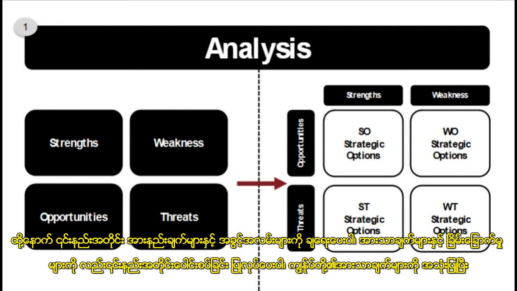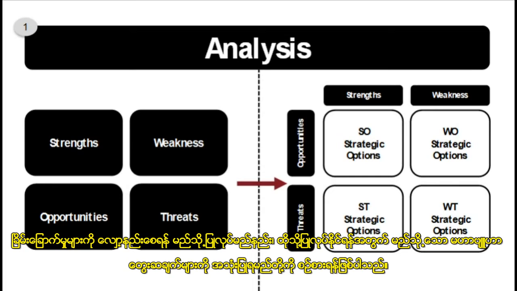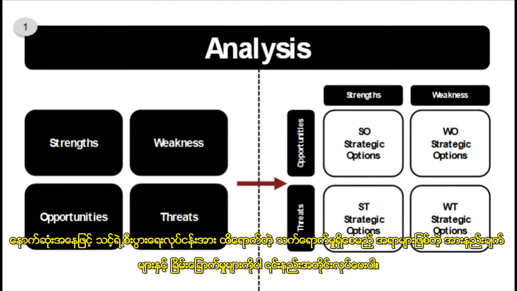And then you do the same for weaknesses and opportunities, and you do the same by combining strengths and threats. How can we use our strengths to mitigate threats, and what strategic options might we pursue to do that? And finally, you do the same for weaknesses and threats, the things that really probably have the potential to significantly impact your business. And that gives you a whole lot of strategic options or choices that you might make.